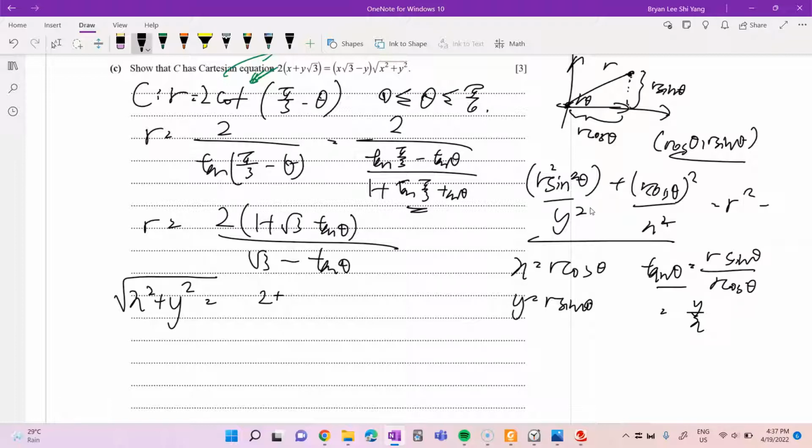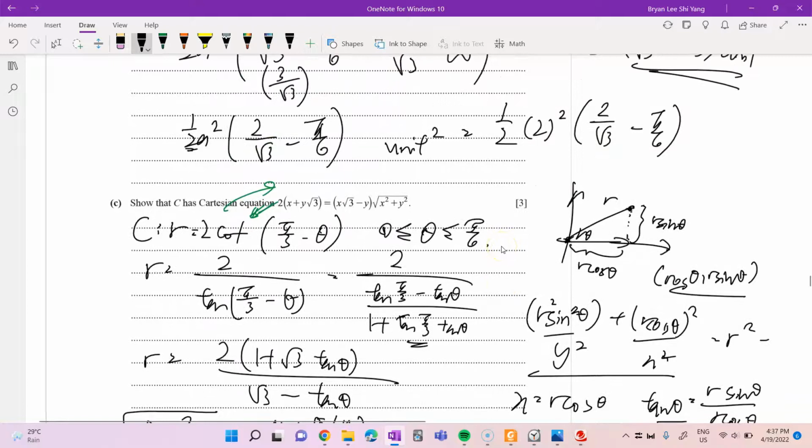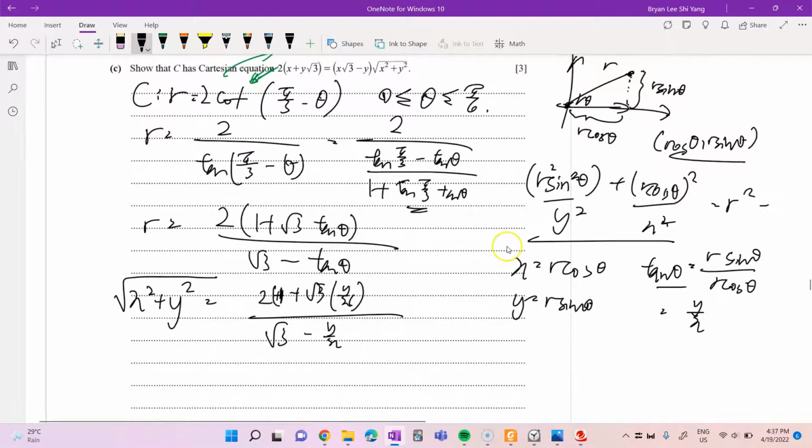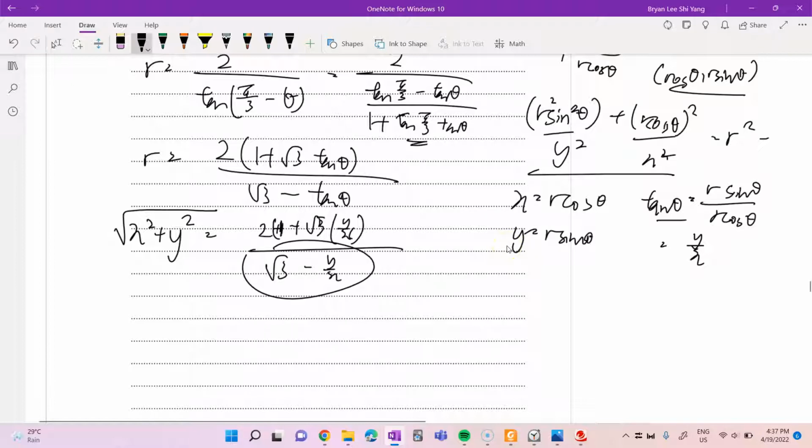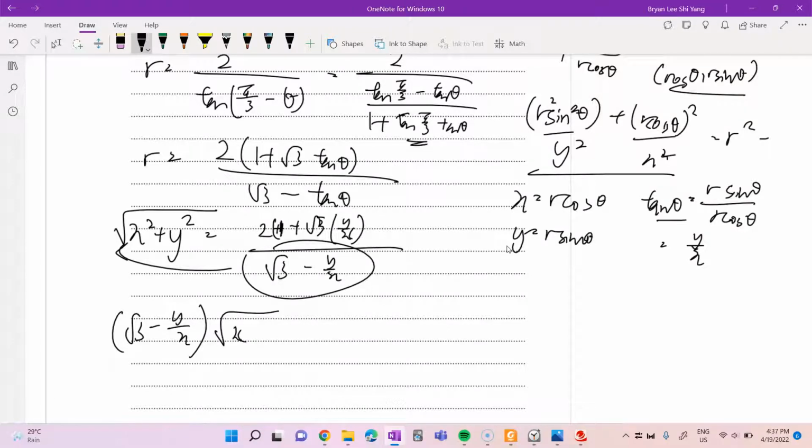So I can convert this. So 2 times 1 plus 3, what's this again? y over x over root 3 minus y over x. Okay, this whole thing, and then I could show, I move this whole thing up. So we will have root 3 over y minus x times root x squared plus y squared equals 2 times 1 plus 3y over x, and then multiply both sides by x.